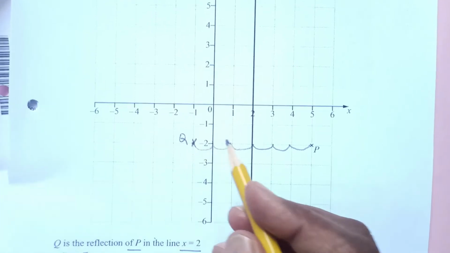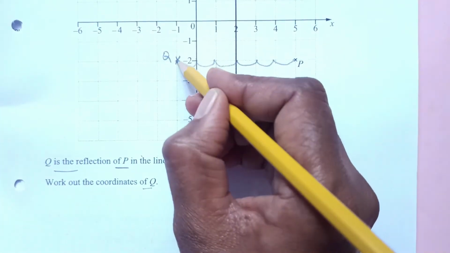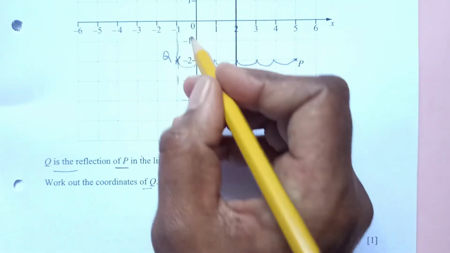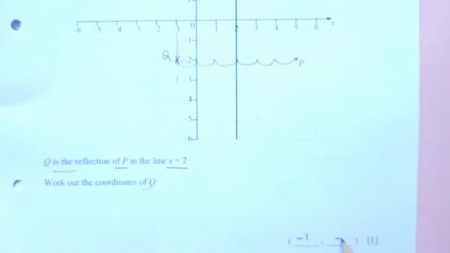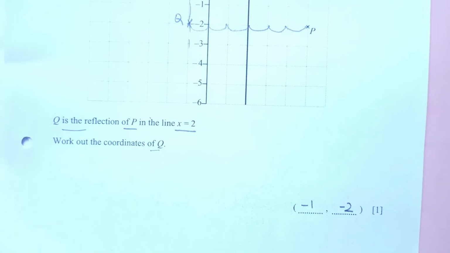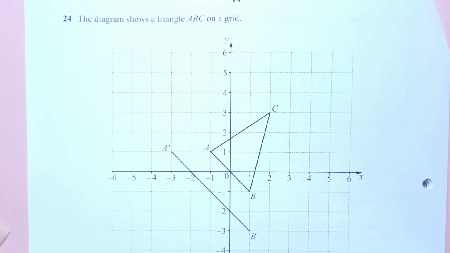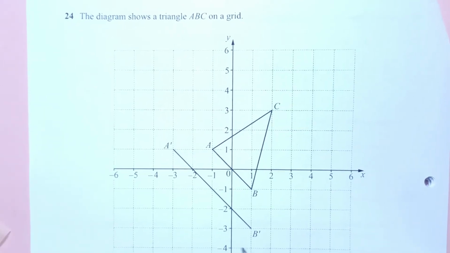Now we just look for the coordinates. So go along this way. X is -1 and y is going to be -2. So -1 and -2 is the final answer for this. This is also a 1 mark question. Next question from transformations. This is a bit different question.